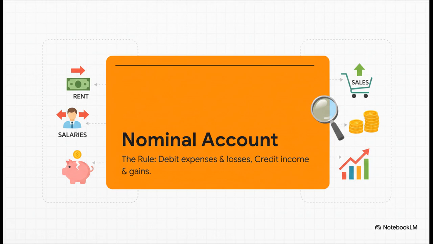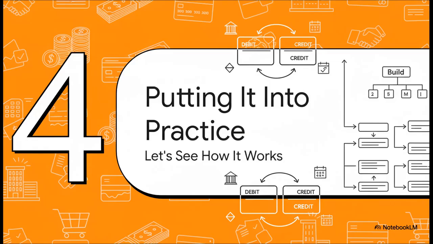The rule here is super simple. Debit all expenses and losses, credit all income and gains. Easy, right? Okay, that's enough theory for now. The absolute best way to make this stuff stick is to see it in action. So let's take everything we've just talked about, the golden rule, the three account types, and apply it to a couple of examples. Let's see how it all clicks.